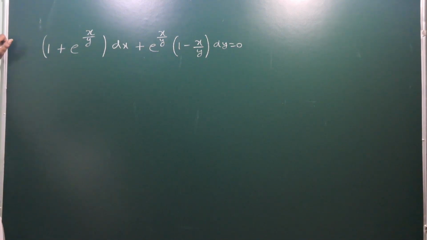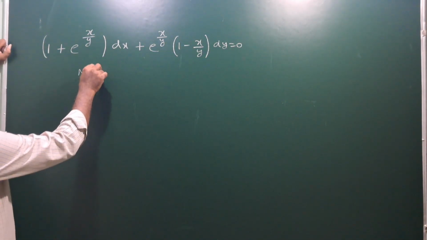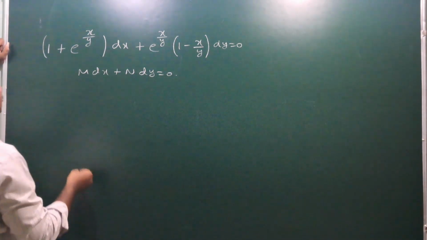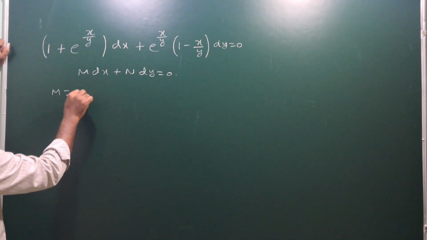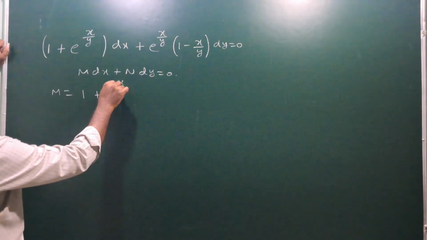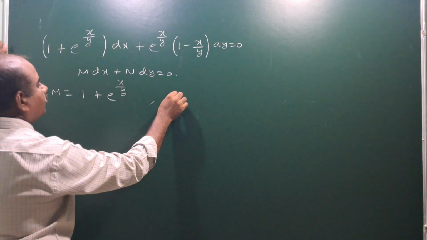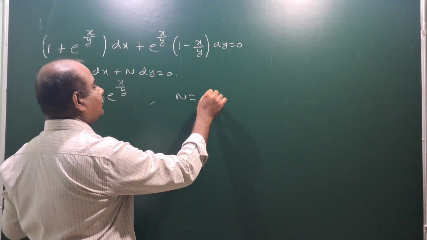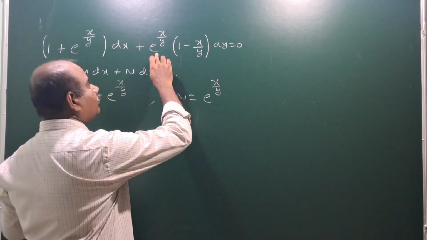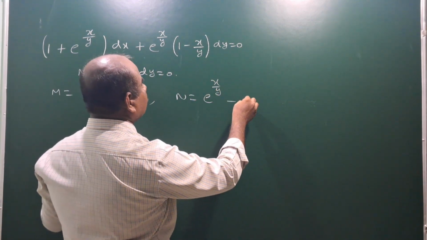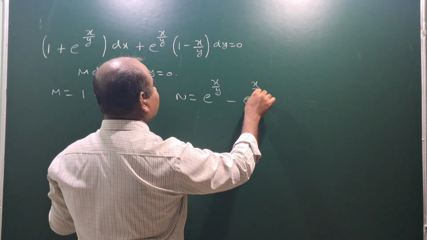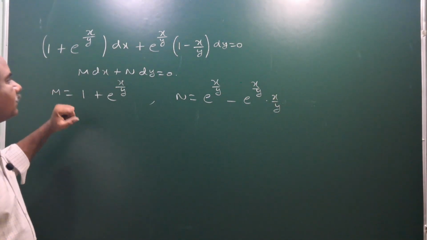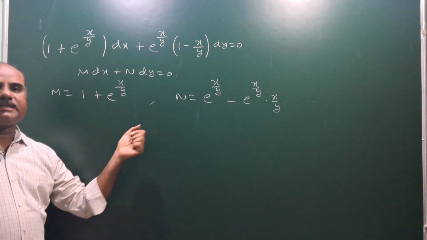So first of all, we have to compare this function with M dx + N dy = 0, where M = 1 + e^(x/y), and N = e^(x/y)(1 - x/y), so we multiply: e^(x/y) into 1 is e^(x/y), minus e^(x/y) into x/y. Now we have to check whether the given differential equation is exact or not.